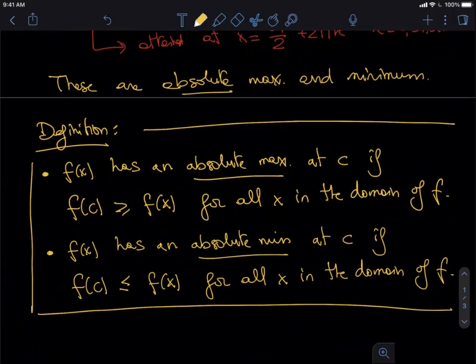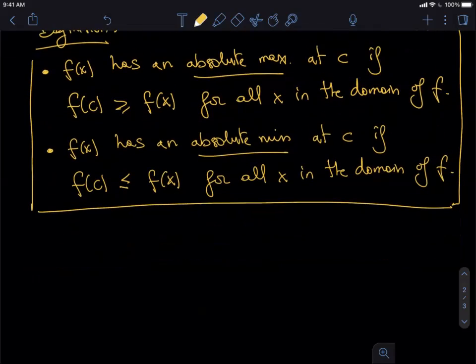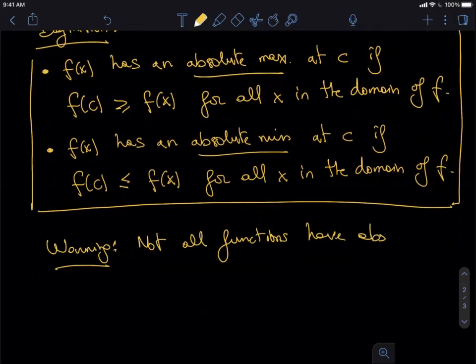Okay, so now it's clear that the value 1 and the value -1 actually gave a minimum and the maximum that were absolute for the sine of x. And now let's be careful about this. Not every function, warning, not all functions have absolute maxima or minima.